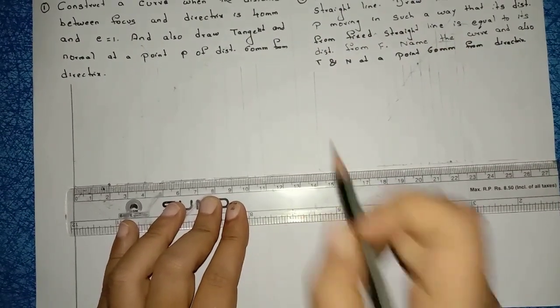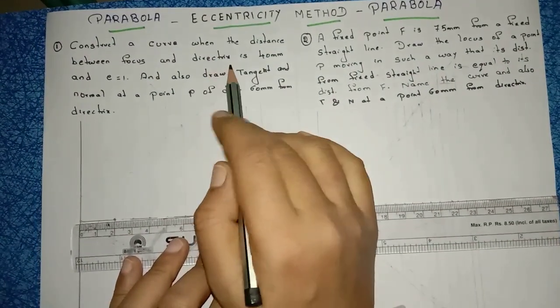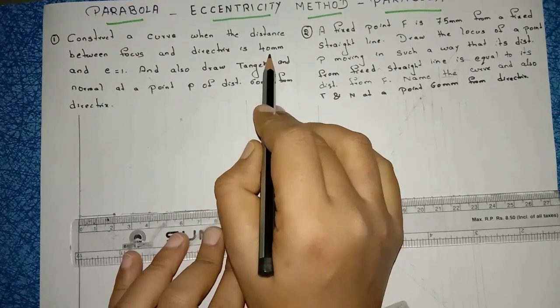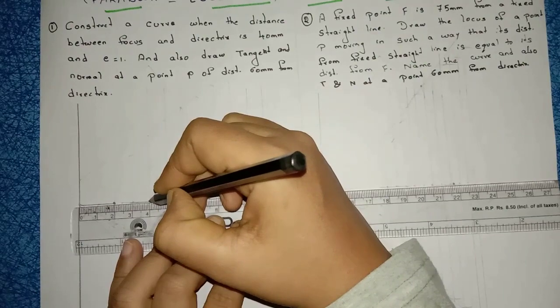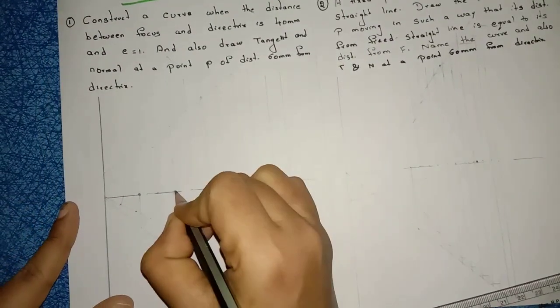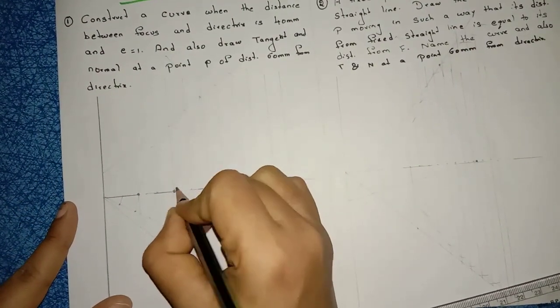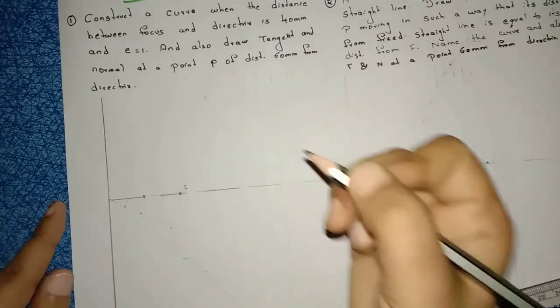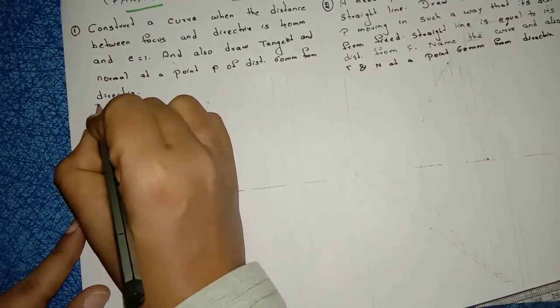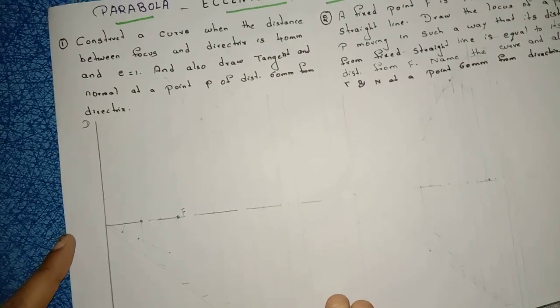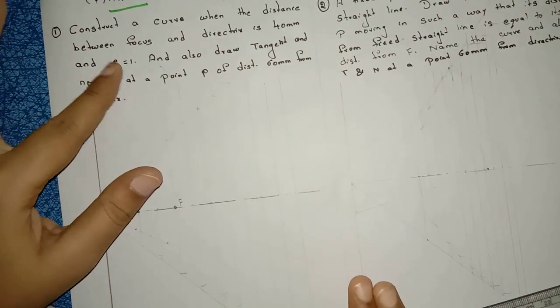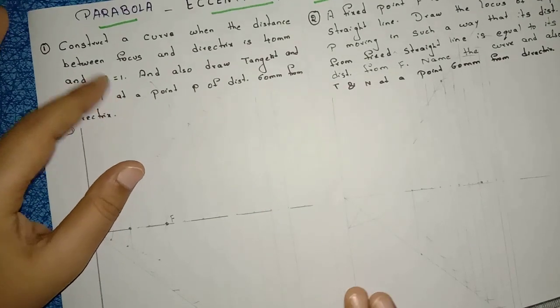After that, coming to the question, the distance between focus and directrix is 40 mm. I am marking the point 40 mm here and naming it as focus point F. I am naming the directrix D dash. Now E equal to 1, E equal to unity.